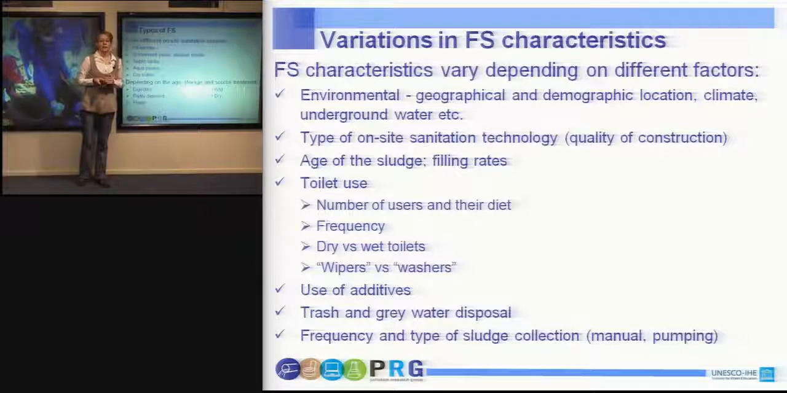According to this, we can distinguish between different types of fecal sludge. We can classify them by the type of on-site sanitation sources, such as pit latrines, septic tanks, dry toilets, such as urine diversion or composting toilets. Also, depending on the age, the storage, or the source treatment, we can have stabilized or digested sludge, semi-digested sludge, or fresh sludge, depending on the type of use, on the type of system, whether we flush or not, we can have wet or dry.